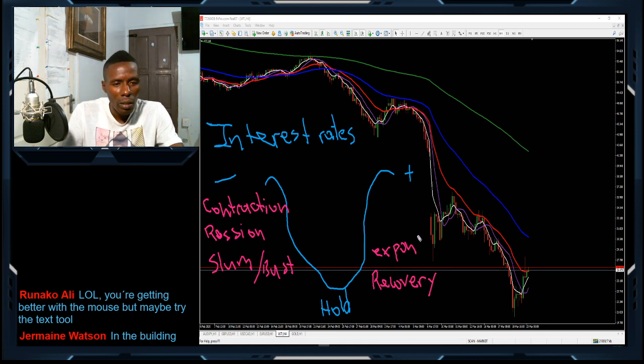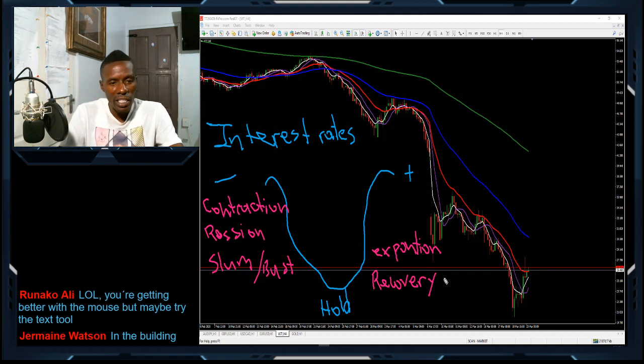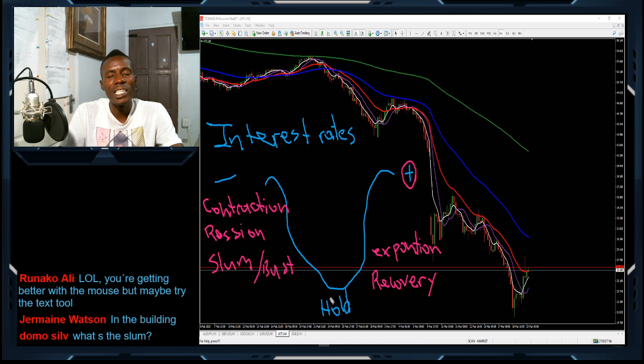Expand. Right? So we are in the expansion phase when the interest rate is in the plus. So I hope this gives you an idea of the market cycle.